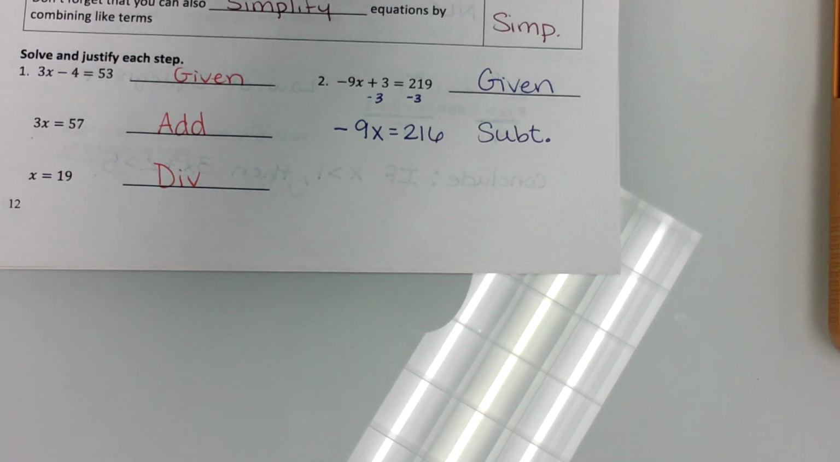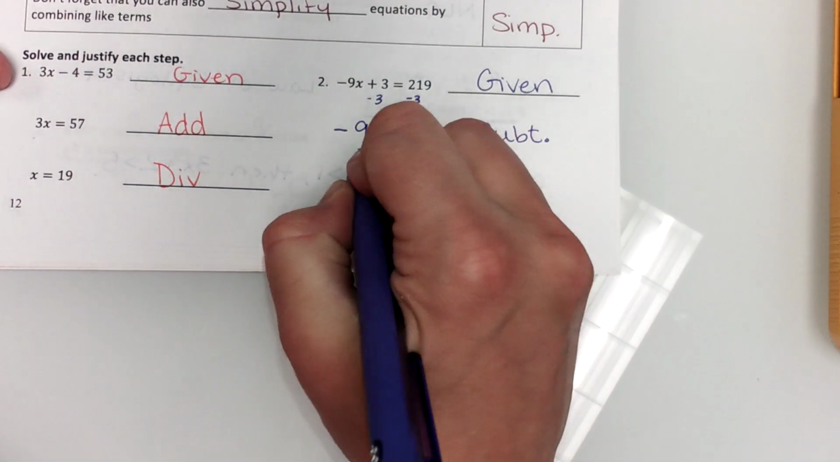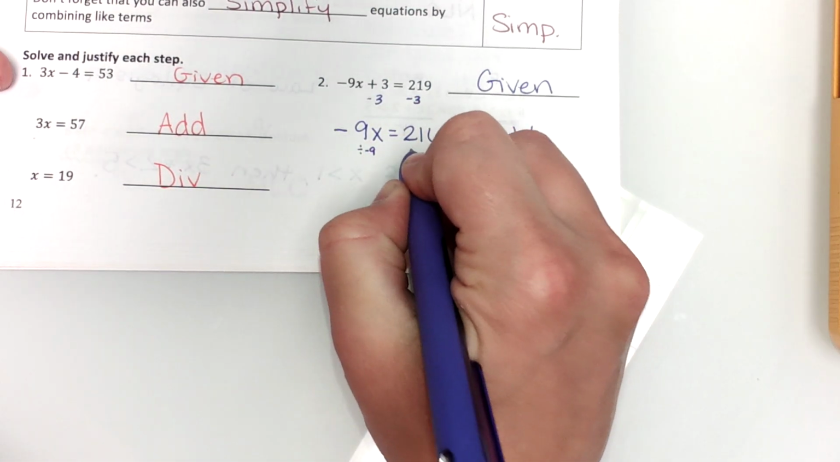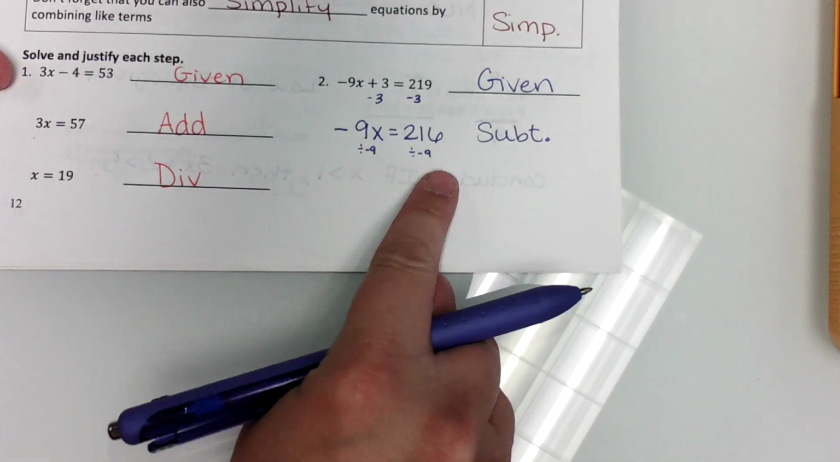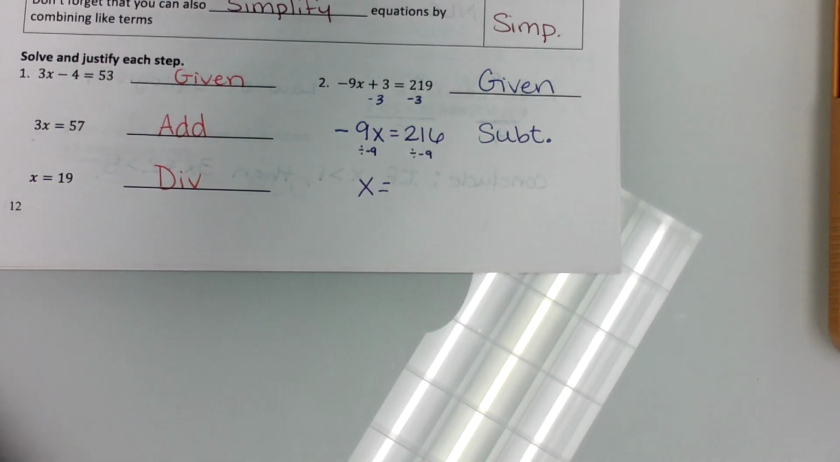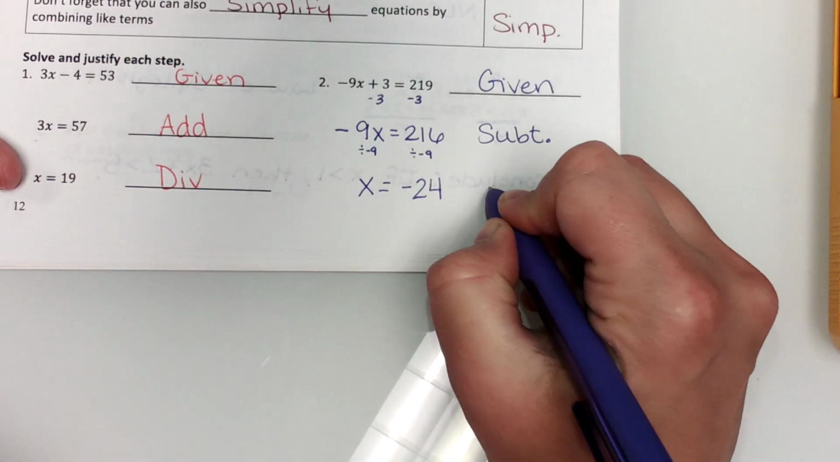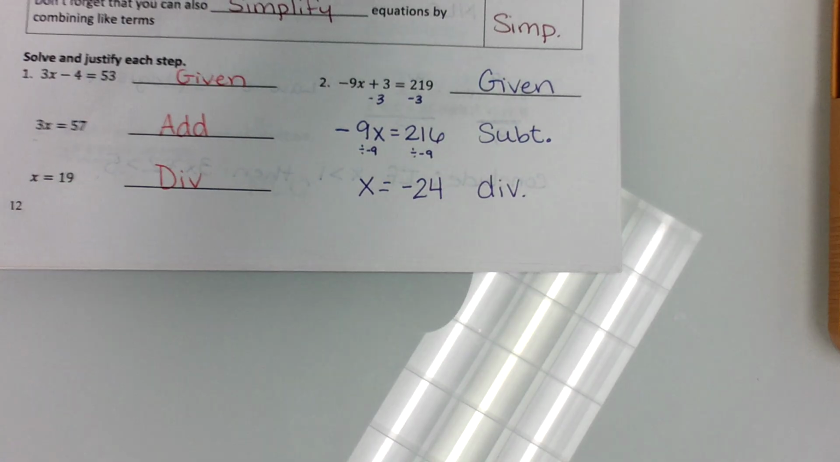Kata, what would you tell me to do next on this problem? Yeah, we would end up dividing by the negative 9, which you don't have to write the little divide by negative 9. What does x end up being equal to? Negative 24. And what we did was we divided. Div.